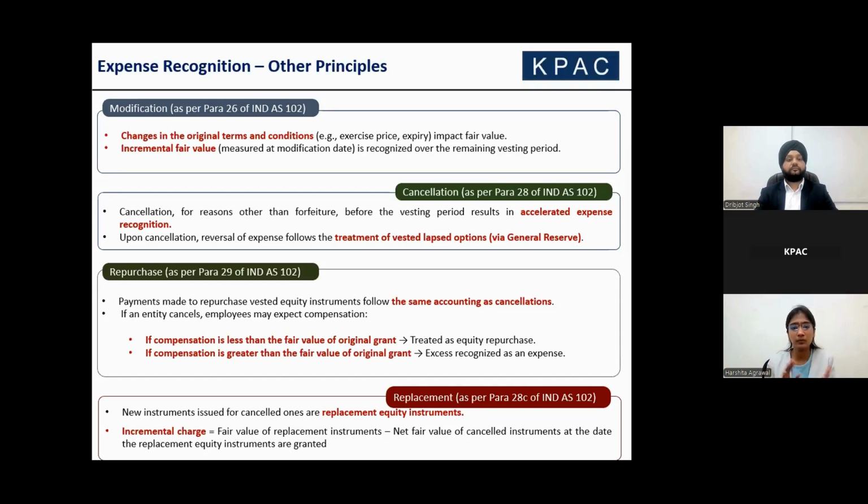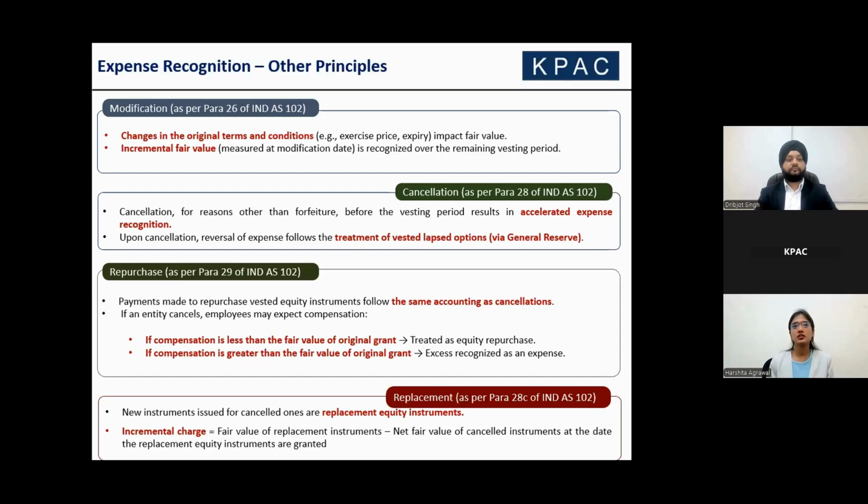If the company buys back the ESOPs at fair value, then there will be no additional impact on P&L because it's simply a reclassification within equity. But if the buyback price exceeds the fair value, the excess amount is recognized as an expense in the P&L. The logic behind this is that anything paid beyond fair value is considered as additional compensation to the employee rather than just a share repurchase. And last is replacements.